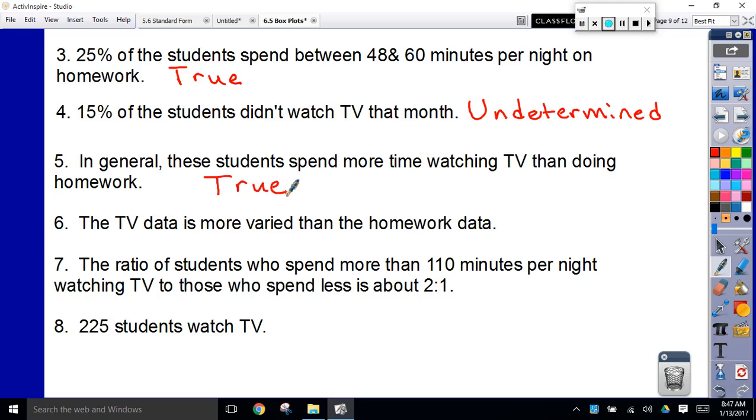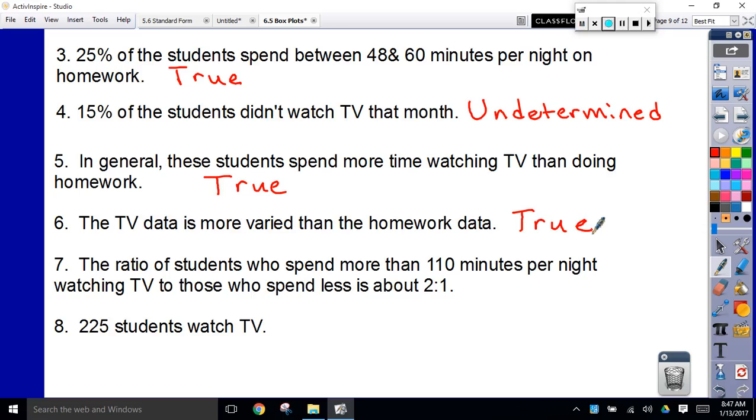Number 6, the TV data is more varied than the homework data. Zan, what do you think? True. Why? Yeah, the range is bigger, it's more spread out.